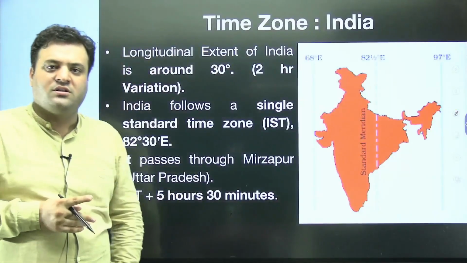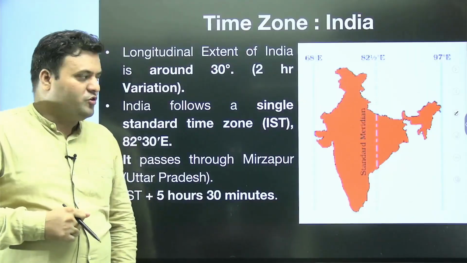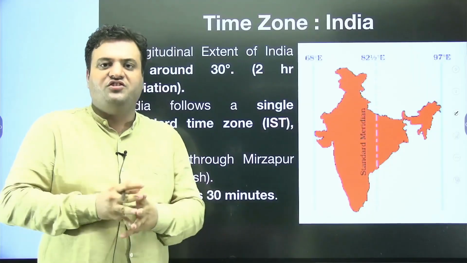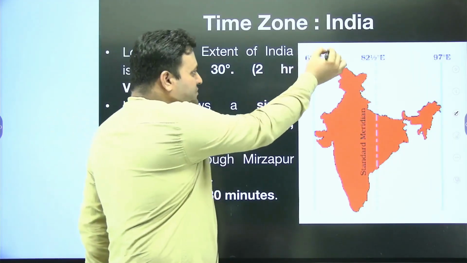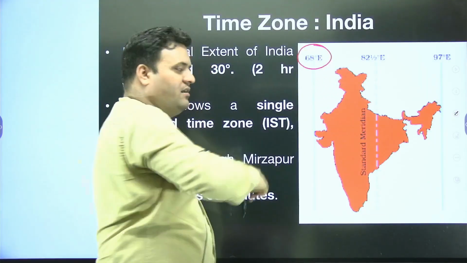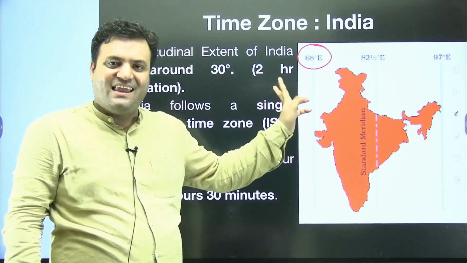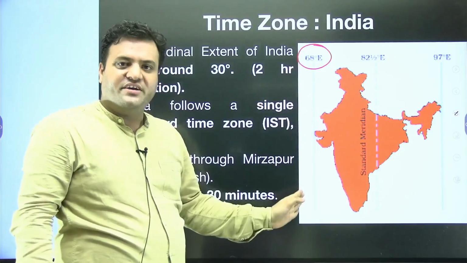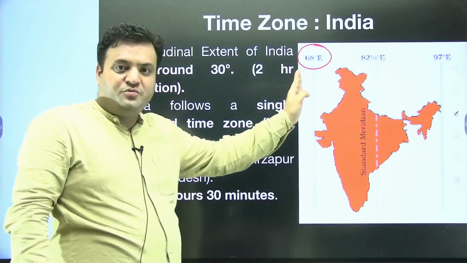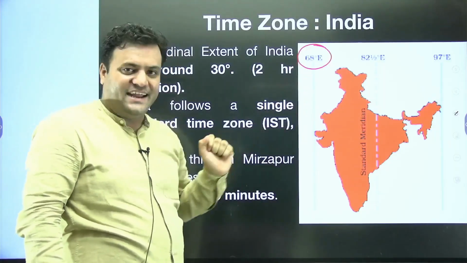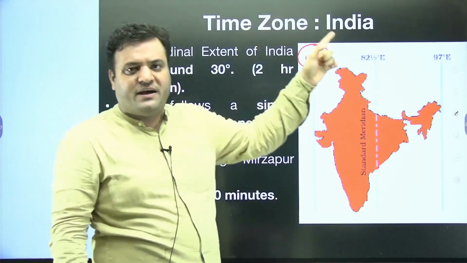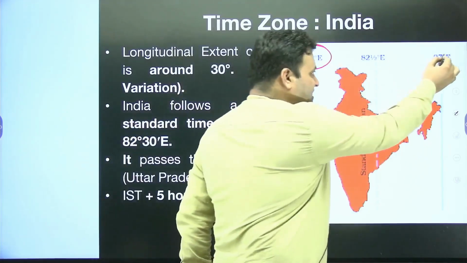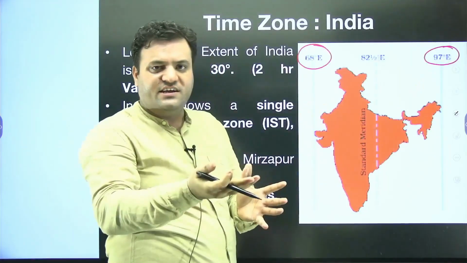Let's take a look at the time zone specifically with India. If you see the eastern and western parts of India, especially the longitudinal variation. This is the westernmost part of India, 68 degree east. India lies in the northern hemisphere and in the eastern hemisphere. The longitude passing through Gujarat is 68 degree, and the longitude which passes through the easternmost part of India is 97 degree east. East because India lies in the eastern hemisphere.